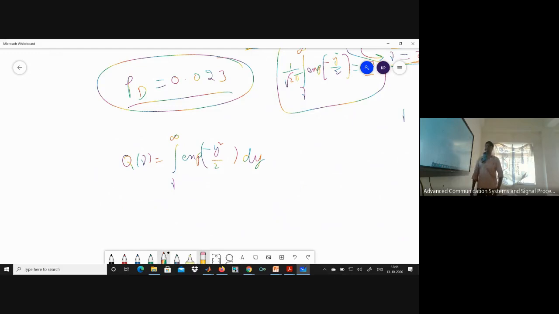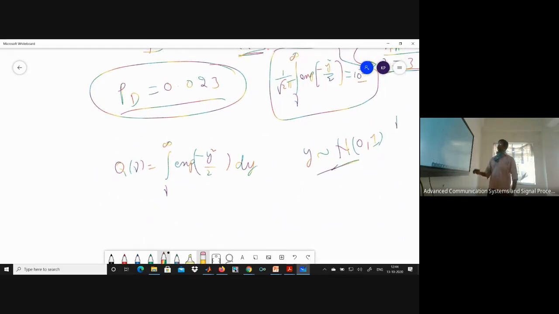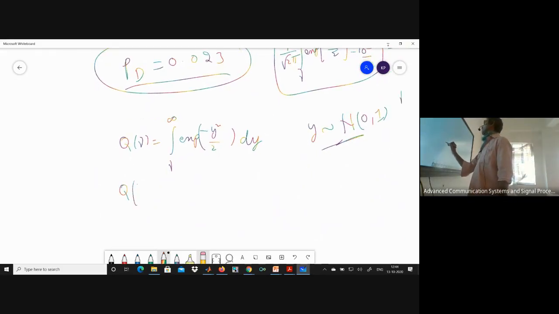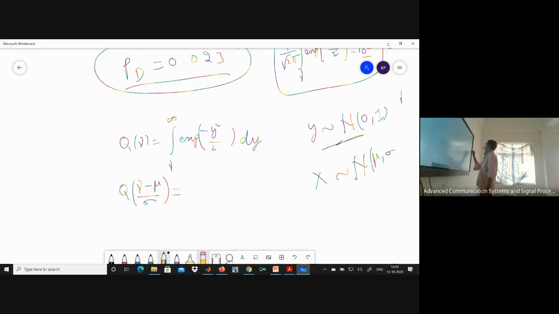But now for the second term, for the second curve, the mean is not 0. That means I cannot use this equation straight away. So instead, I'll use Q of gamma minus mu divided by sigma. So for a random variable x which follows the normal distribution with mean mu and variance sigma square, the right tail probability can be obtained from this equation, the integral with lower limit gamma minus mu divided by sigma to infinity. This term you can have over here.